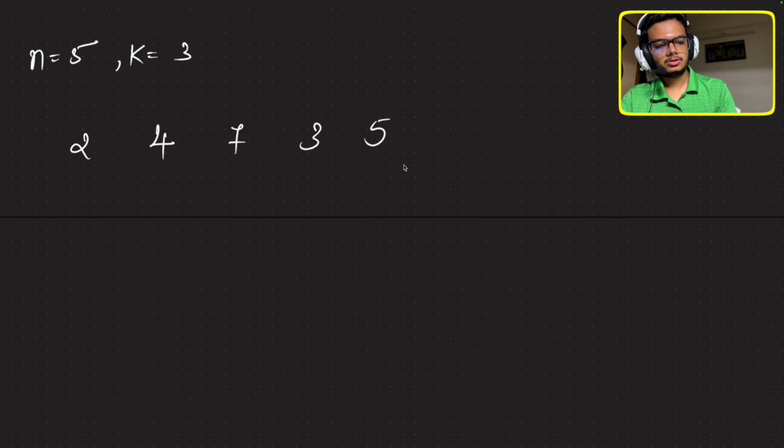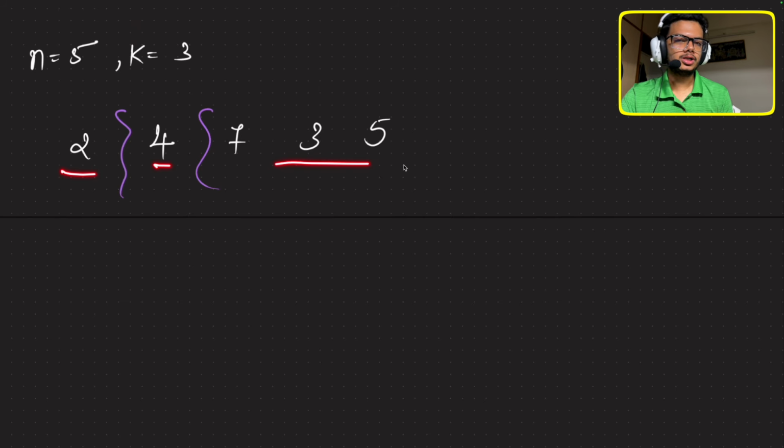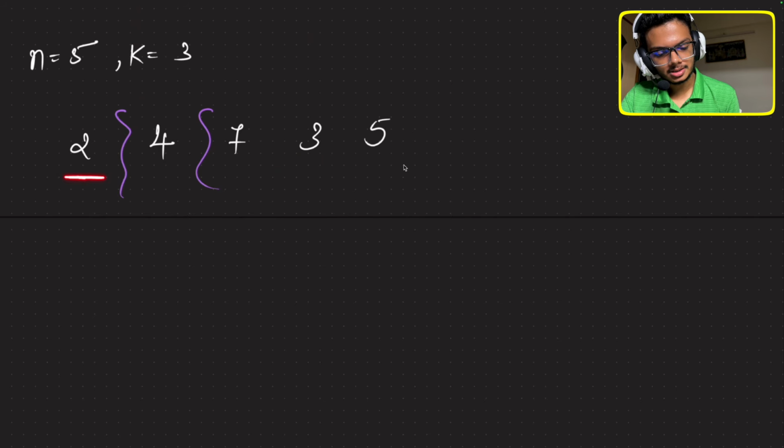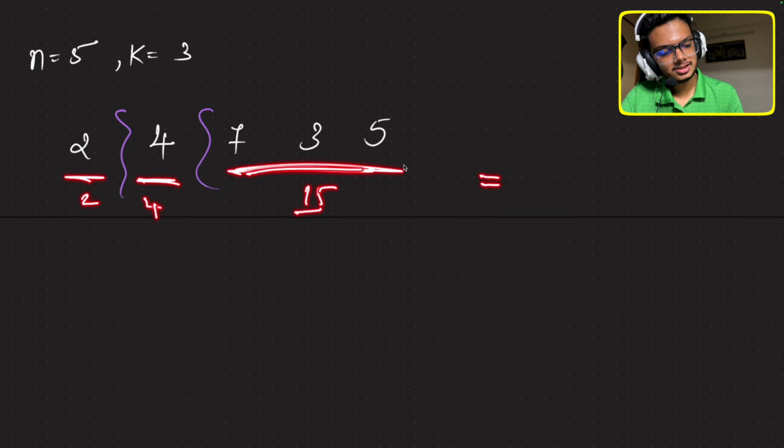So one way to split this array into 3 parts is this, right? So you have split this array into 3 parts. But what is the maximum sum among all the subarrays? So here the sum is 2, here the sum is 4, but here the sum is what? 7 plus 3, 10, plus 5, 15. So max of Si here is 15.